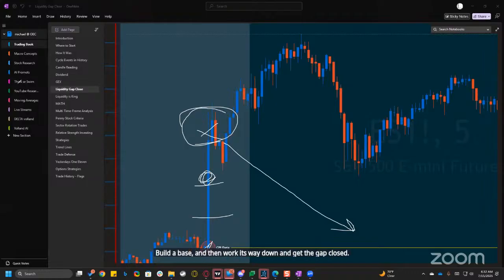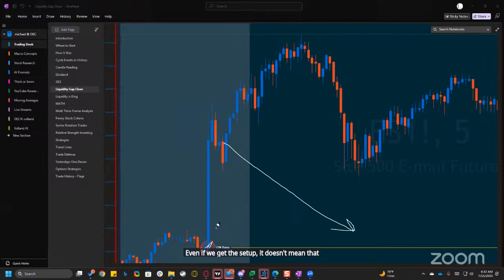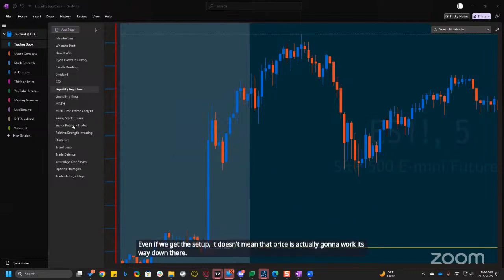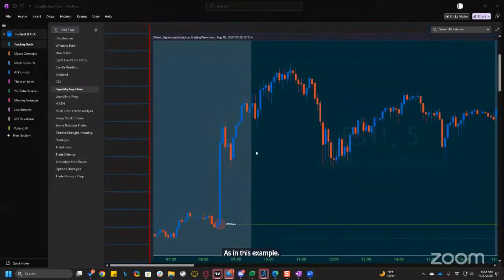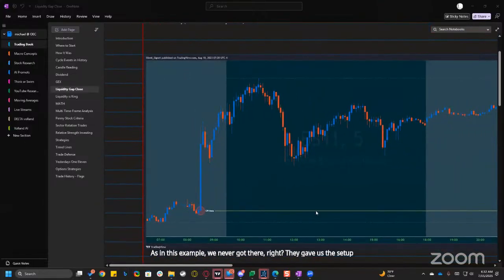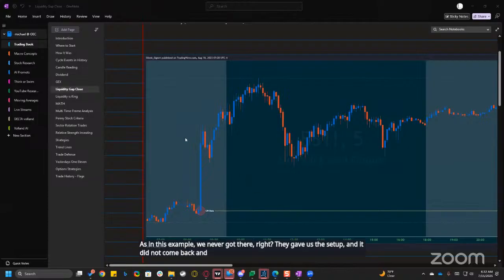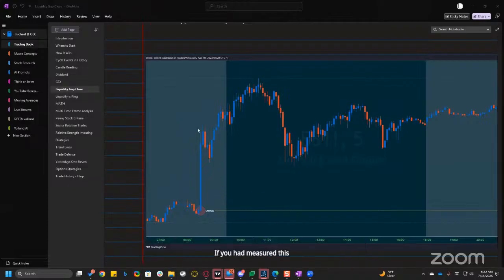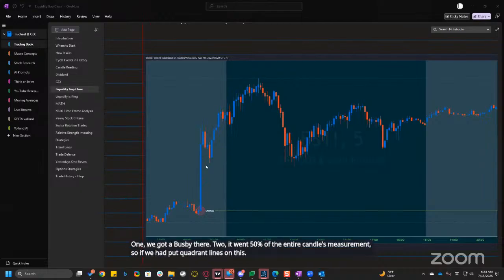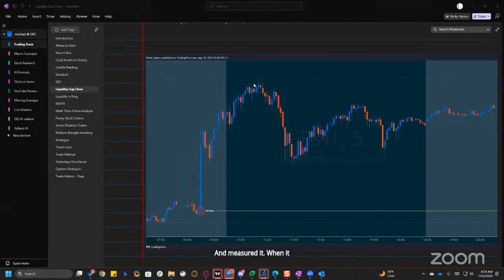Even if we get the setup, it doesn't mean that price is actually going to work its way down there. As in this example, we never got there, right? It gave us the setup and it did not come back and get the gap closed. But if you had measured this candle when price did break out, one, we got a Busby there. Two, it went 50% of the entire candle's measurement. So if we had put quadrant lines on this and measured it, when it broke out and went higher, we got a 50%. From there, we had a really nice reversal that was tradable. And if we had marked the mid, price got back to that.